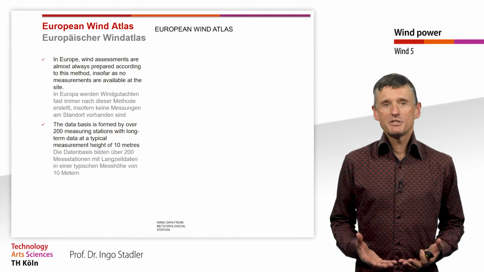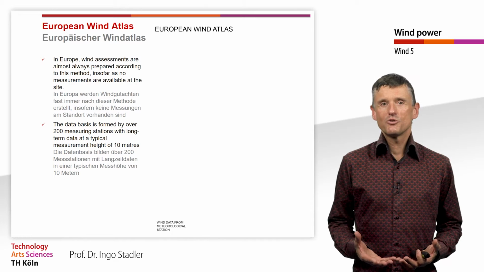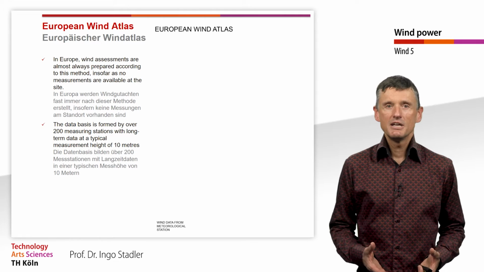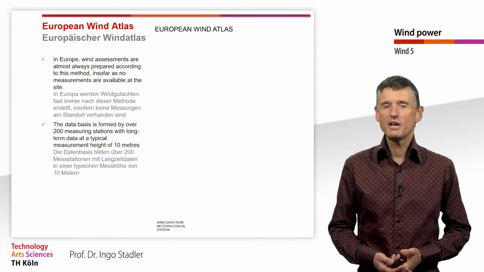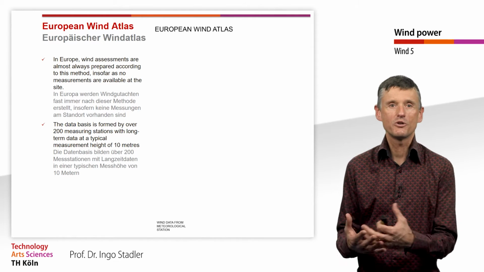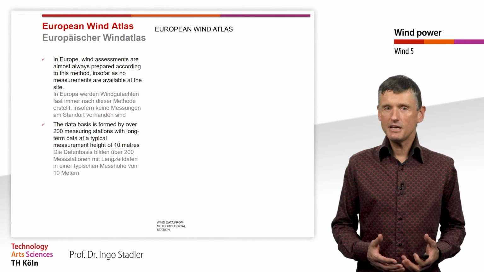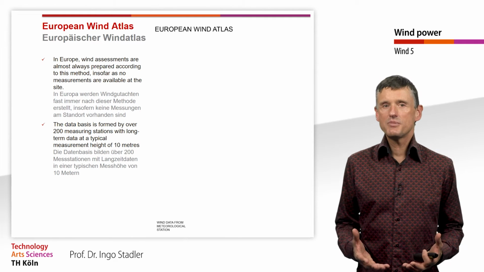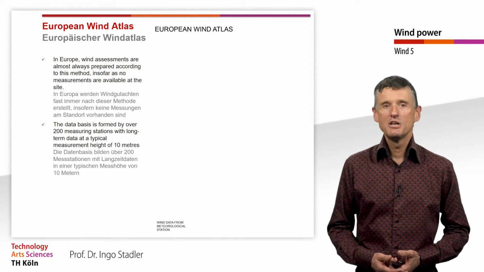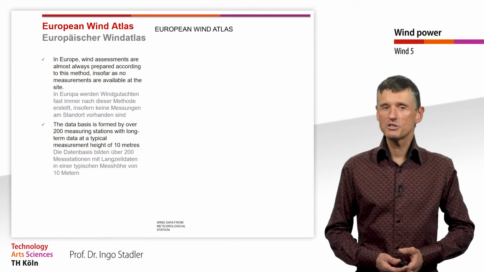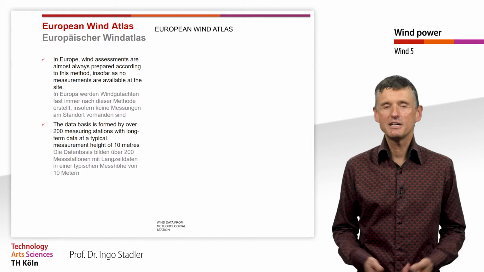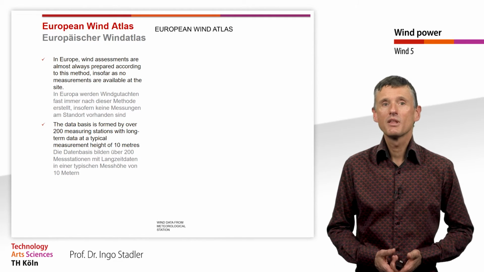In Europe, these wind assessments are almost always prepared according to this Wind Atlas method, insofar as no measurements are available for a certain site where you are interested in building a wind turbine or a wind park. The data in this atlas is based on over 200 measurement stations with long-term data at a typical measurement height of 10 meters. So typical heights that we also find at airports, for example.